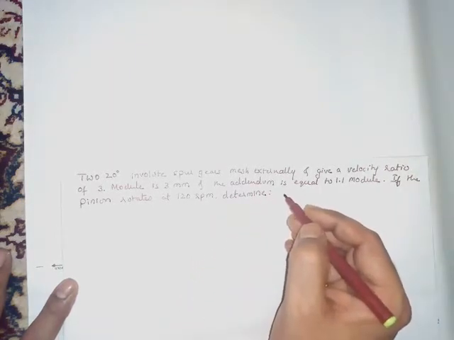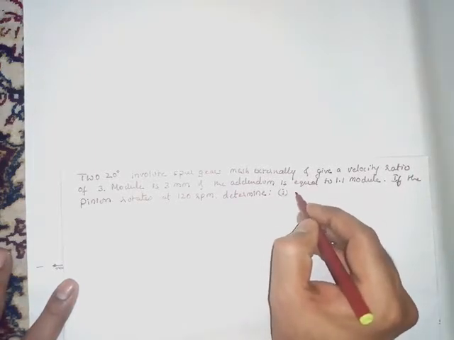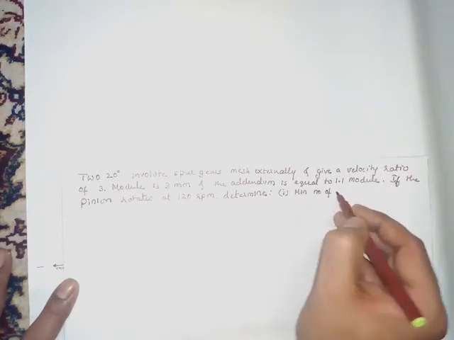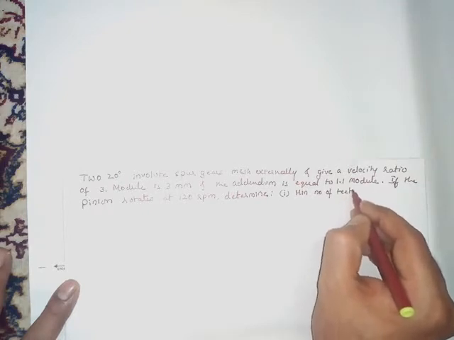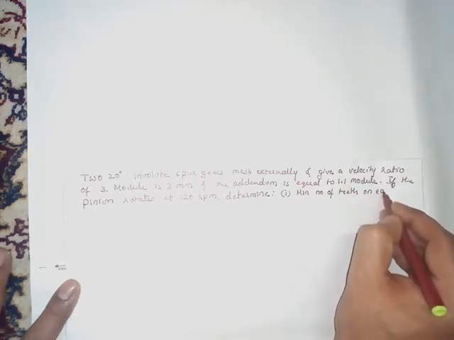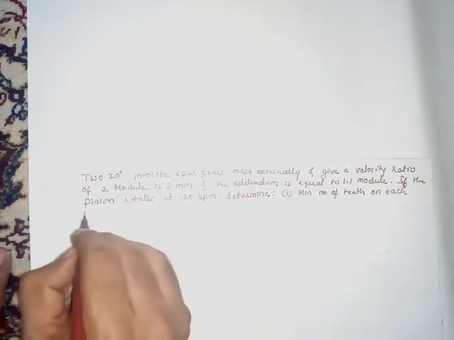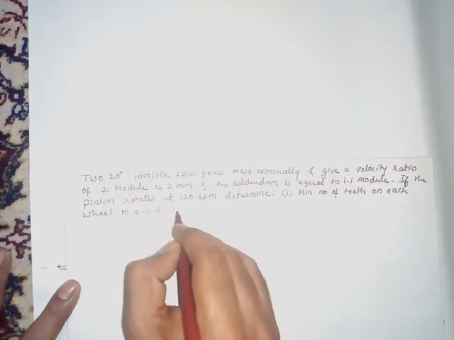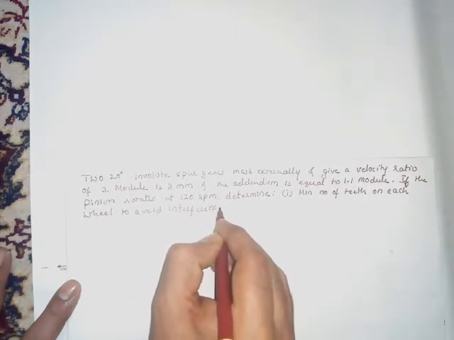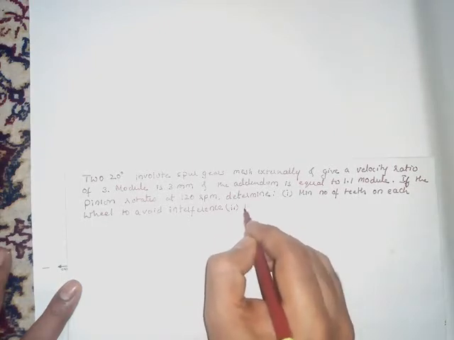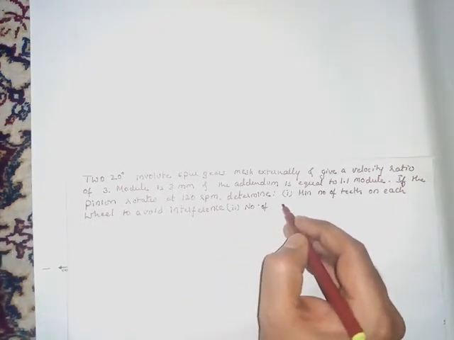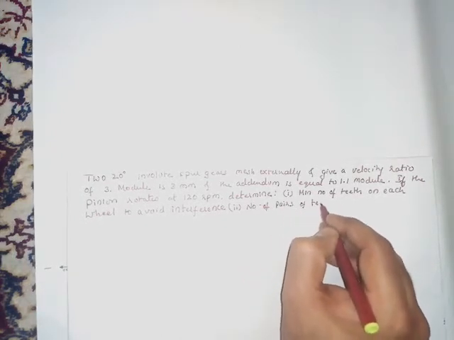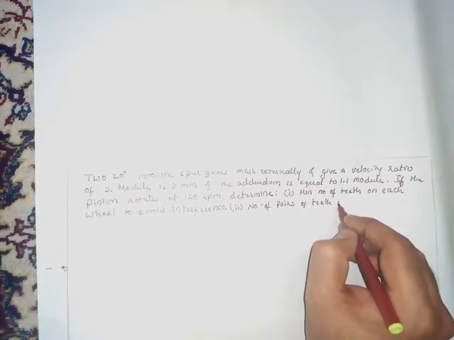There are parameters to be found. First one is the minimum number of teeth on each wheel to avoid interference. The second one is the number of pairs of teeth in contact.